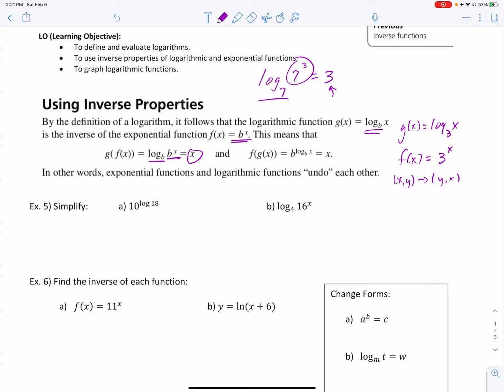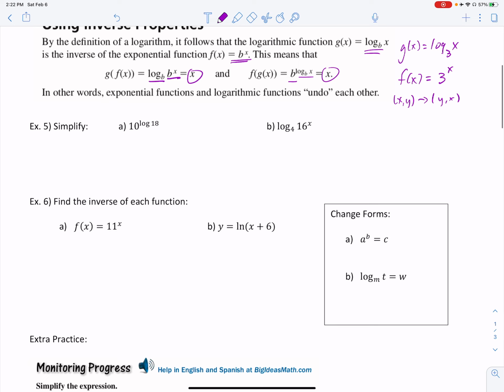Likewise, if I do that in reverse, I have base b raised to the log base b of x. The answer is just x. So for example, if I have 8 to the log base 8 of 5, since this base and that base match, the answer to that is just 5. So you are undoing the logarithm that way. So let's look at these.